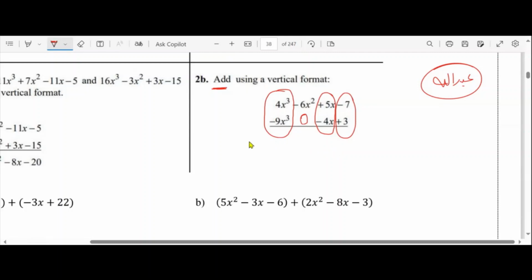What are you gonna get? -5x to the power of what? 3. And this one, nothing there. So -6x squared. What about this one? Give you what? x. And this one? -4. Is this clear? Understand? Raise your hand. Abdullah, I didn't like that, so you need to do the other one. Can you do this one?